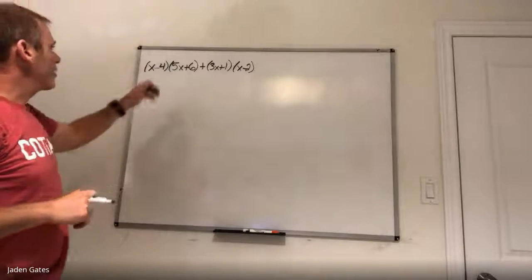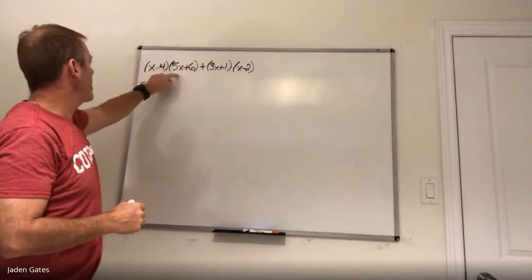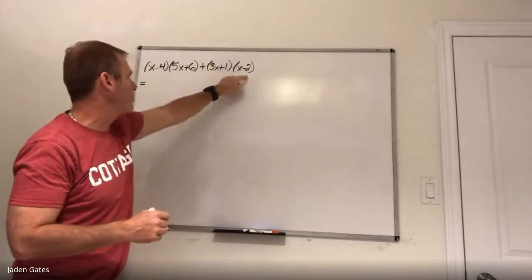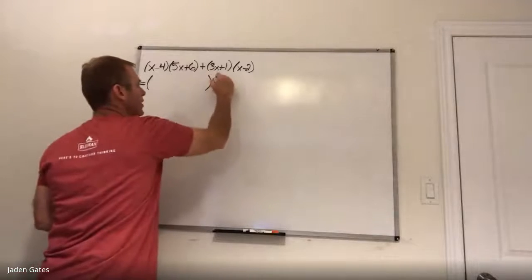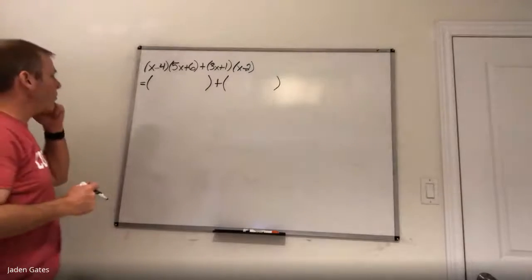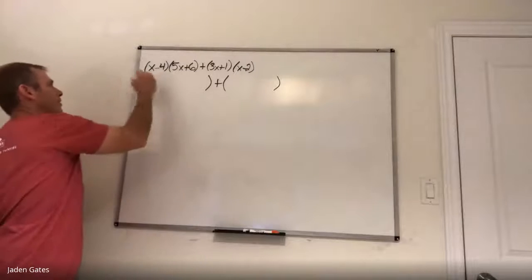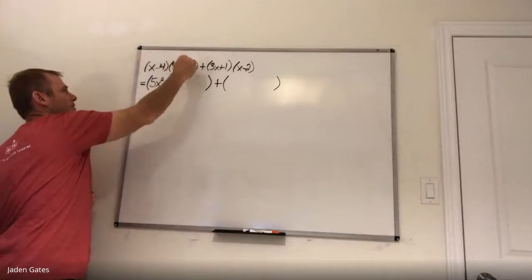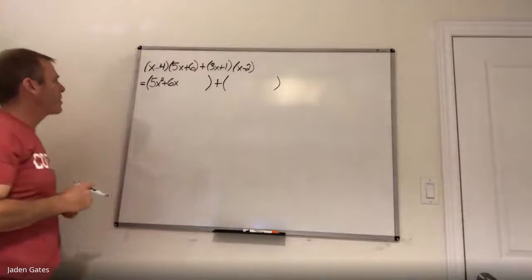Now, what we have here is 2 binomials times a binomial. So I got a binomial times a binomial here, so I'm going to use FOIL, and then I got a binomial times a binomial here, and I'm going to use FOIL. So before I do that, I'm going to separate these two. So I'm going to do FOIL twice. All right, so again, with FOIL, first ones, I have x times 5x. That's a 5x squared. Then I have x times 6. That's a 6x. All right, so that's the outside.